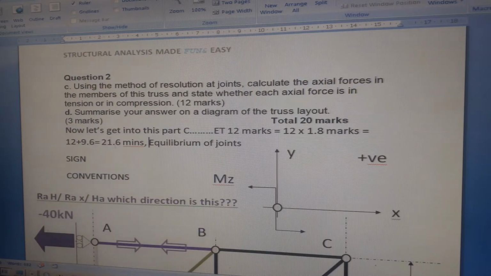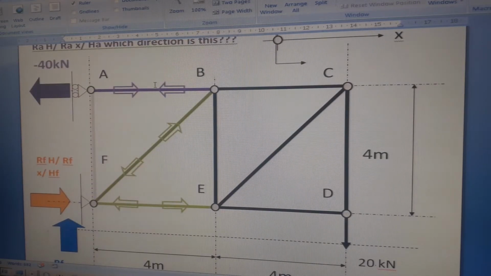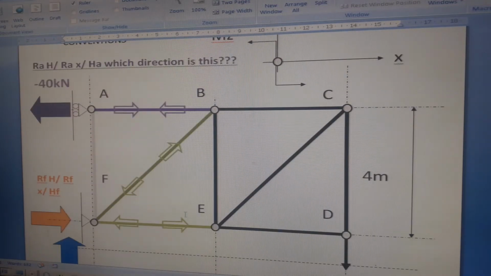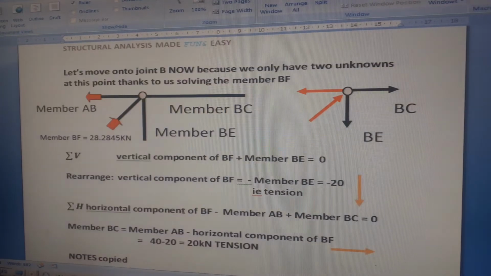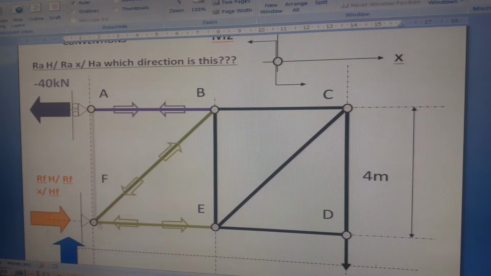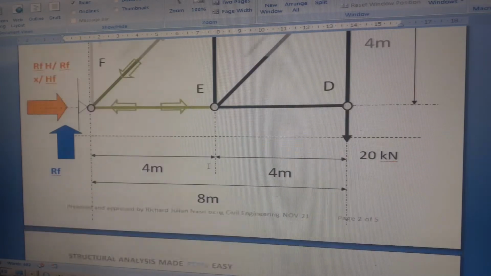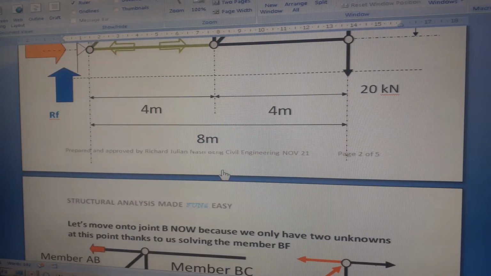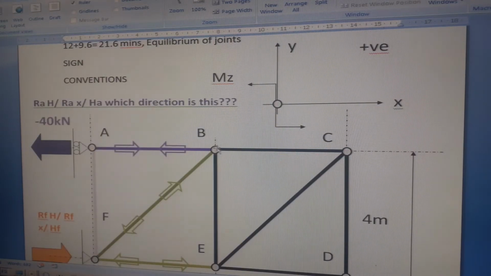And then part D is to finish off this diagram with all the forces drawn on. But this diagram is in progress, so I'll finish that in the last video. For now, this diagram shows you that AB is in tension, BF is in compression, EF is in compression. So now, we did joint A, we did joint F. Now we're moving on to joint B, because we only have 2 unknowns at this point thanks to solving member BF. So we're going to do equilibrium of joints at point B to find BC and BE.